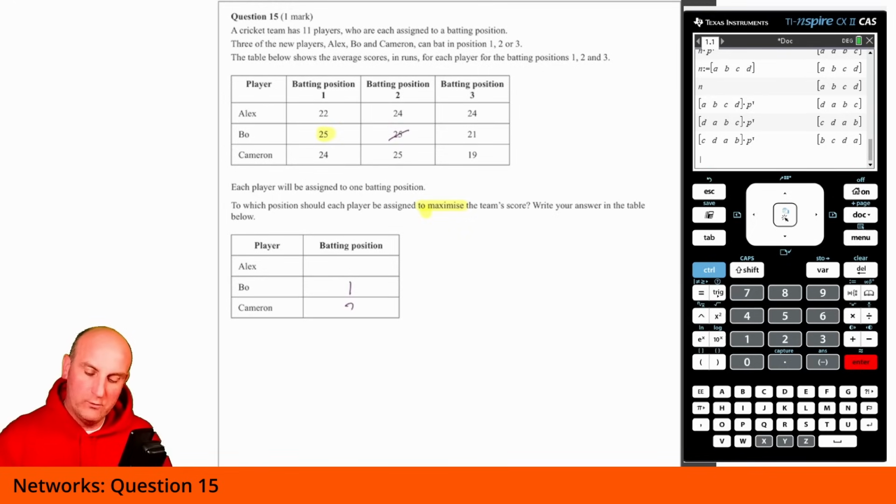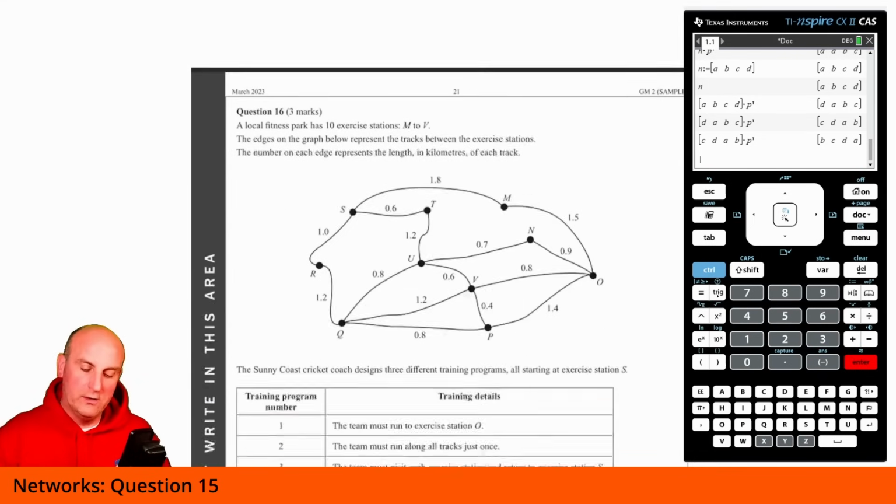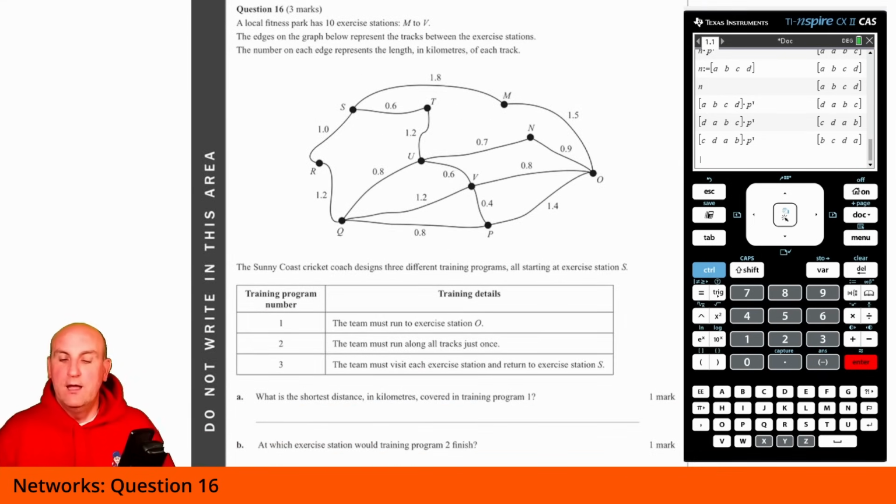Well, hopefully Cameron would be in batting position number 2 and leaves Alex in batting position number 3. So a lot of people would have gone off and gone, oh, it's Hungarian algorithm. No, it isn't. Rightio. I've seen this question before and I hated it then.